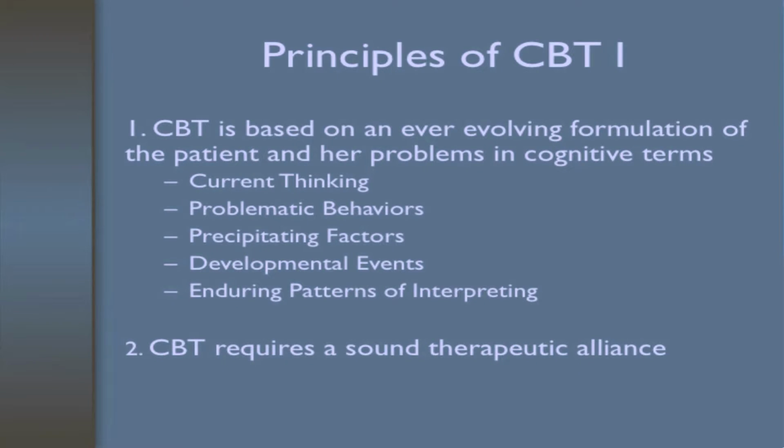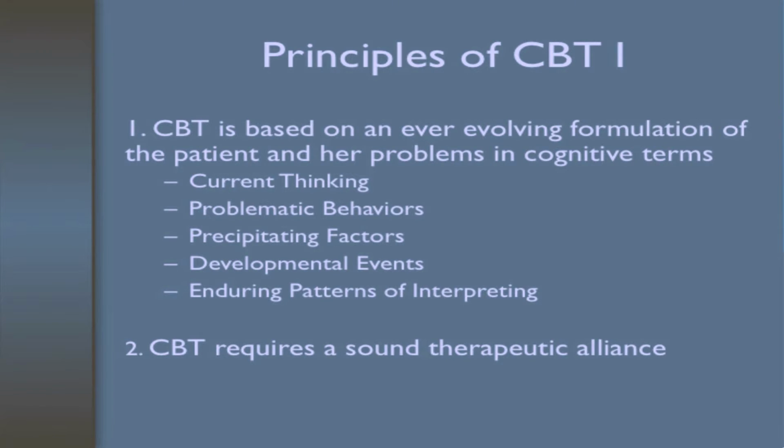There are a bunch of principles, there are 10 of them, that really help to describe what we do and why we do it in CBT. So the first one is CBT is based on an ever-evolving formulation of the patient and his or her problems in cognitive terms. So we're constantly looking at the patient as he or she evolves in the treatment.